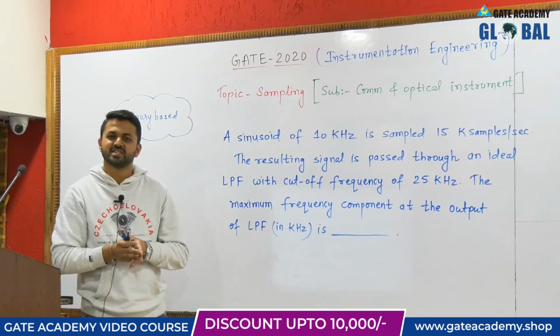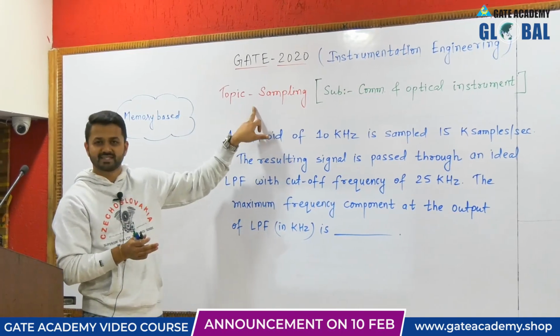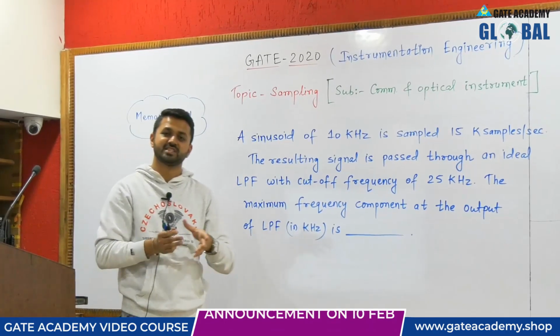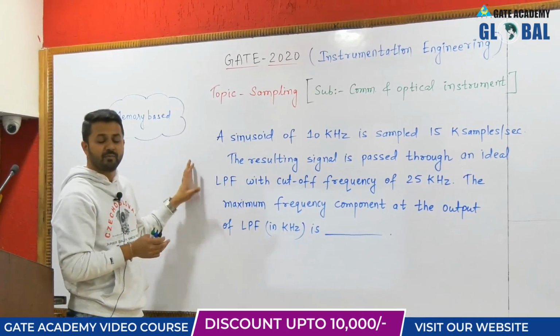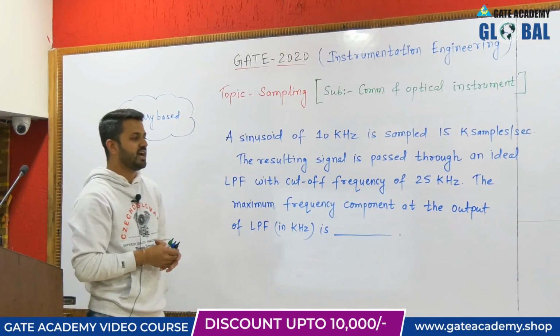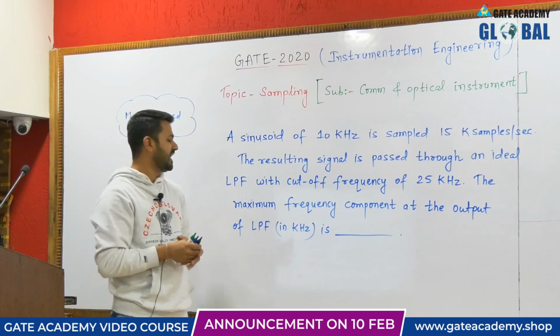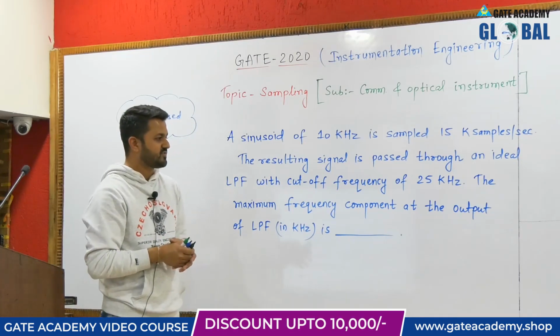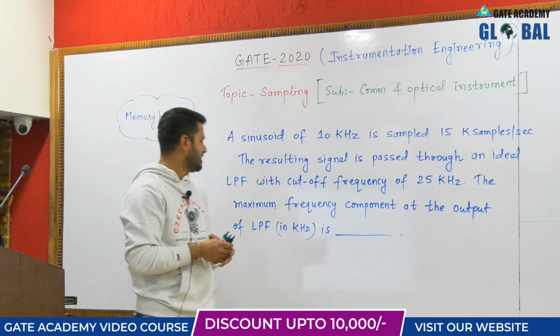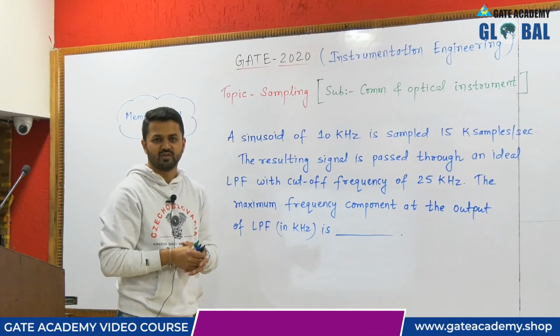So GATE 2020 Instrumentation Engineering, the question is from the topic sampling and the subject is optical instrument and communication. This is a memory based question and the question is: a sinusoid of 10 kHz is sampled at 15 kilosamples per second. The resulting signal is passed through an ideal low pass filter with cutoff frequency of 25 kHz. The maximum frequency component at the output of low pass filter in kilohertz is.